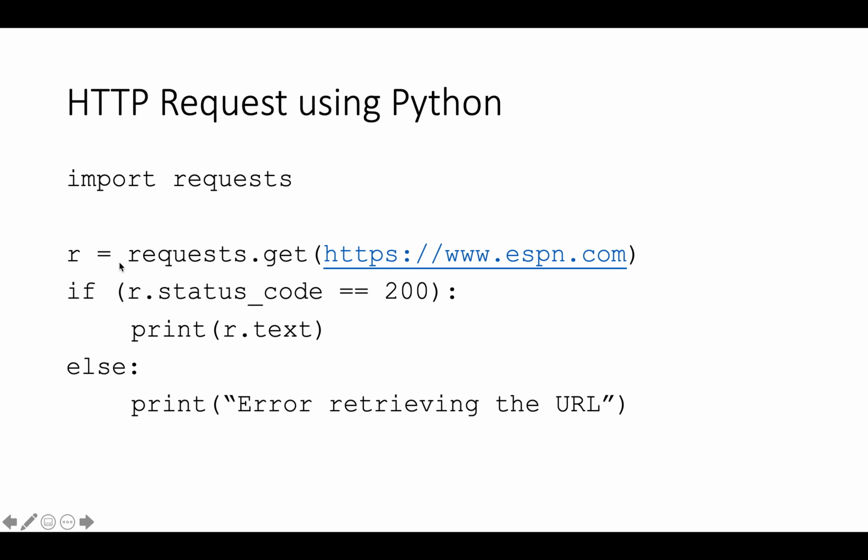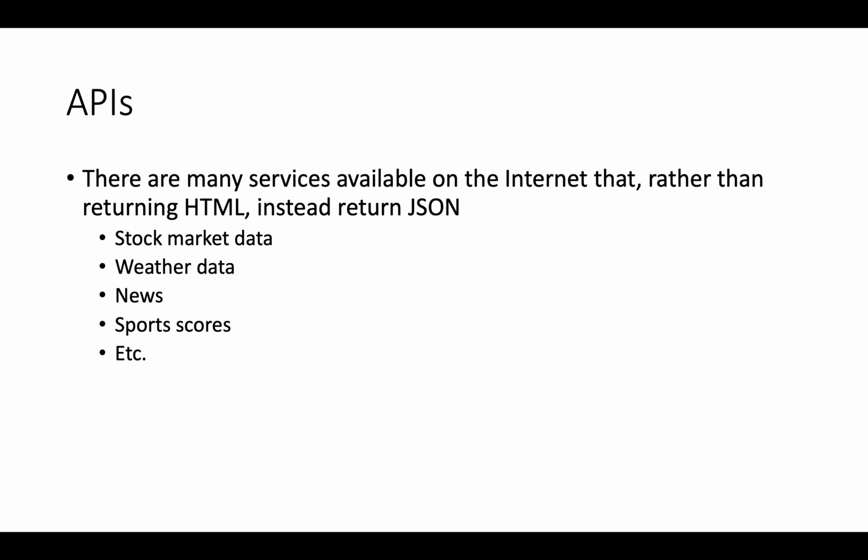You'll notice that in this case, I used r, and so there's an attribute status_code. So I can check if r.status_code is equal to 200. In other words, as long as everything worked okay, then I'm going to print out the text. Otherwise, I'm going to give some kind of an error. And so this is what I was just talking about.